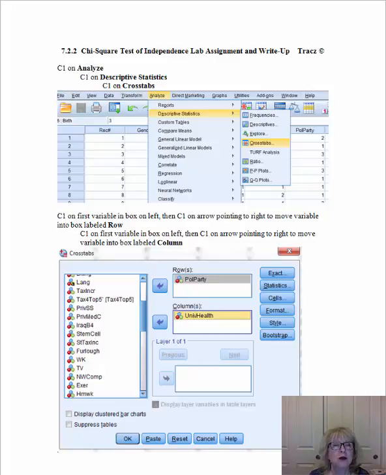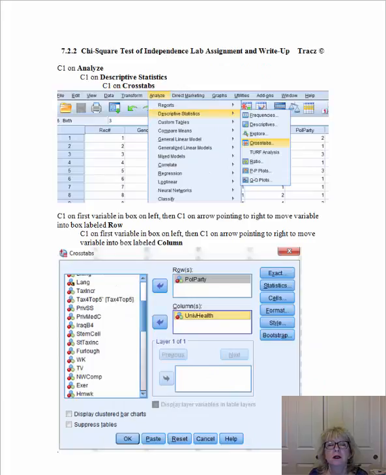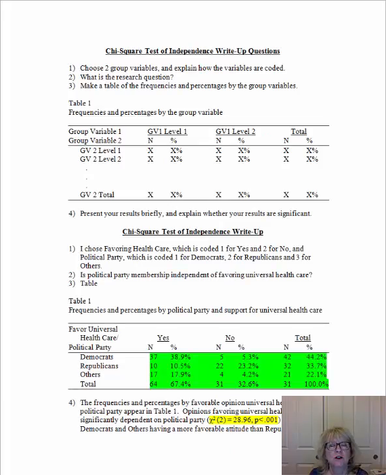Hi, I'm going to show you how to do a write-up of a chi-square test of independence. This handout is from your lab assignment and write-up. The first part is about how to run the statistic in SPSS, and we've already talked about that in another lab. So those first two pages are about that.